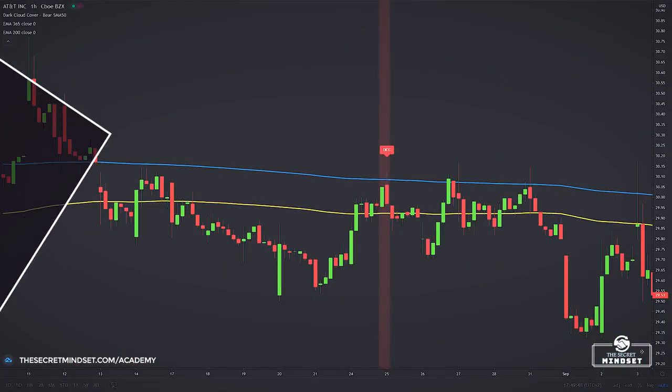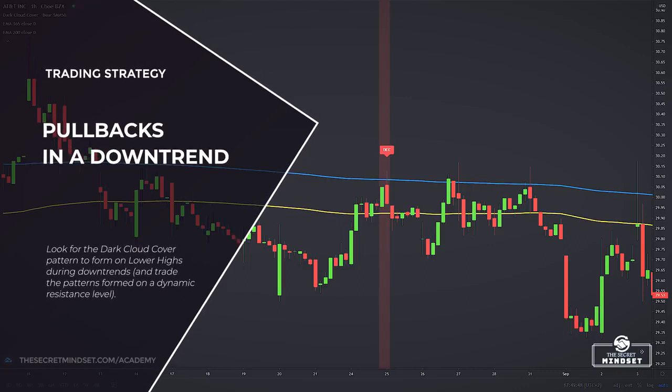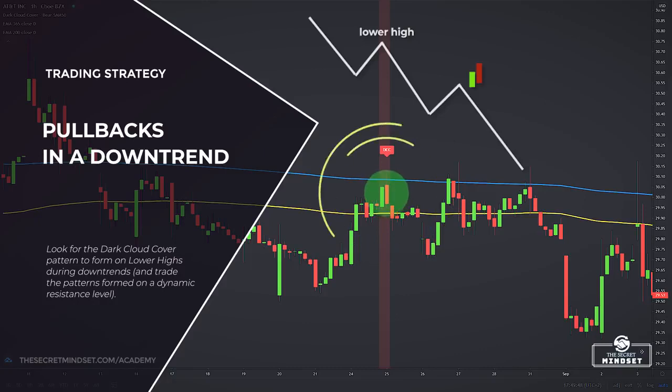To trade a dark cloud cover pattern, I look for pullbacks in a downtrend. In a downtrend, the market will make lower highs and lower lows, like this. These lower highs are the pullbacks in a downtrend. What I'm looking for is for the dark cloud cover pattern to form on these lower highs. But we don't want to trade every dark cloud cover that forms on a lower high. We only want to trade the ones that are formed on a dynamic resistance level.